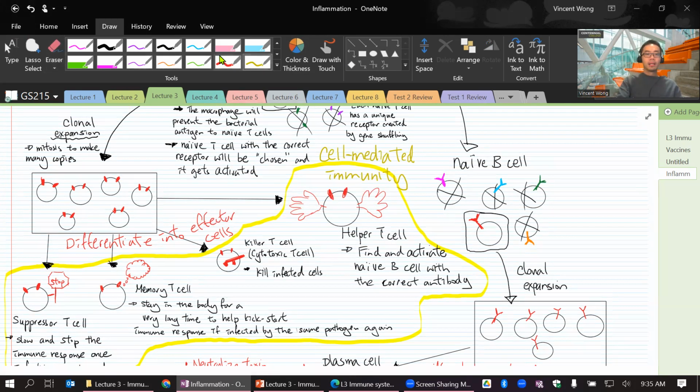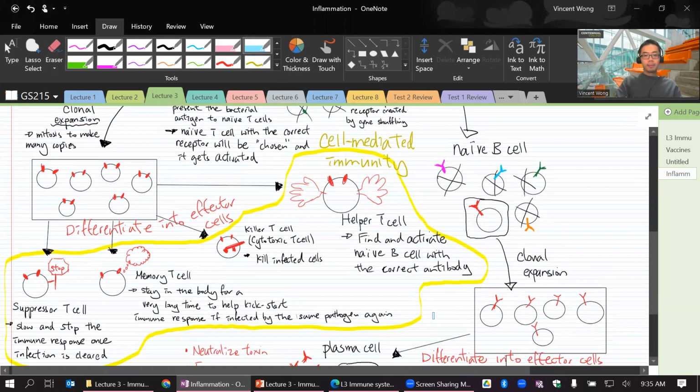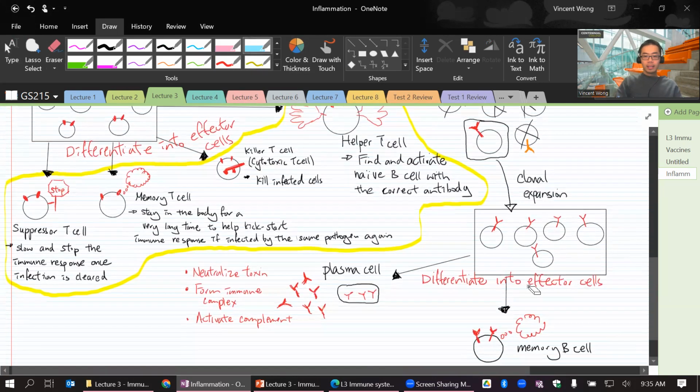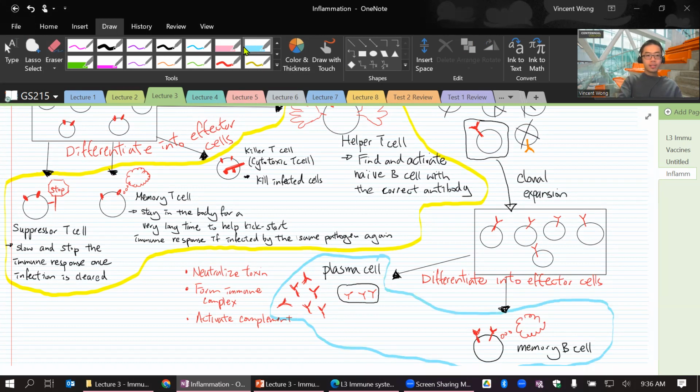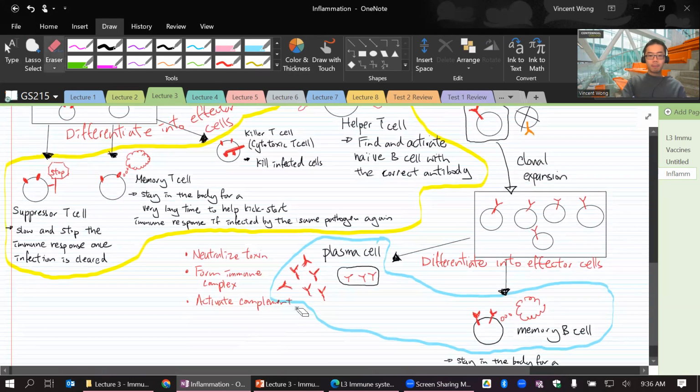immunity. On the other hand, down here, these ones that are done by the B cells, they are called antibody-mediated, or some textbooks call it humoral immunity.